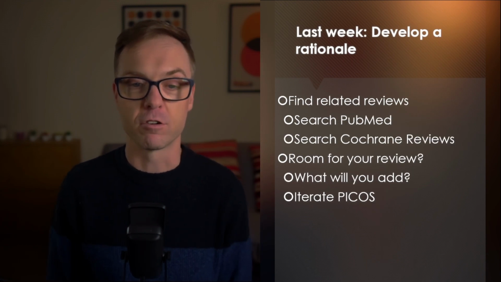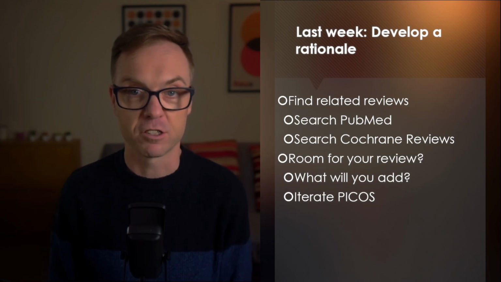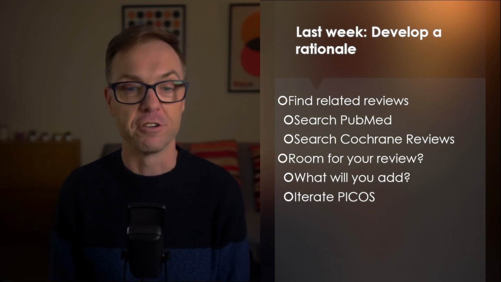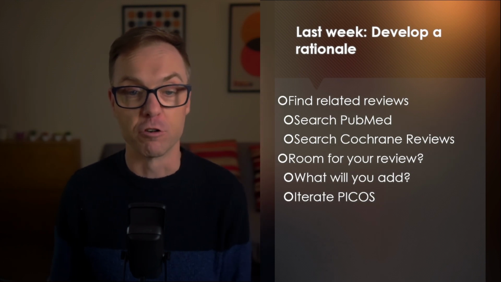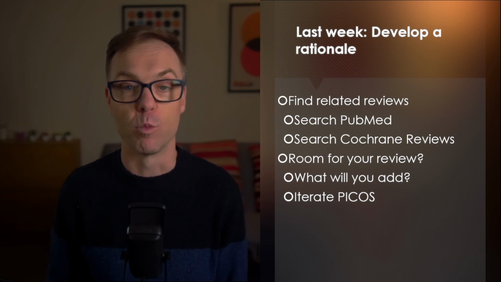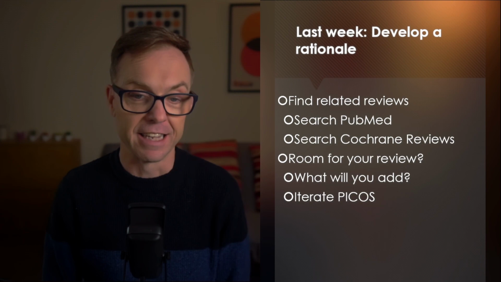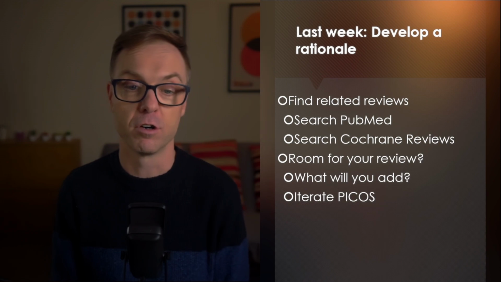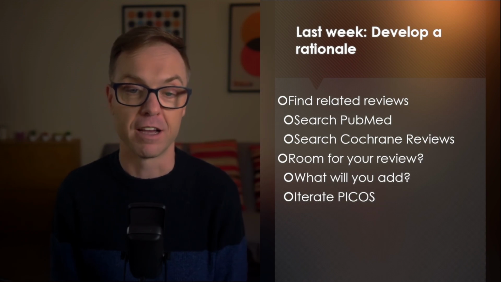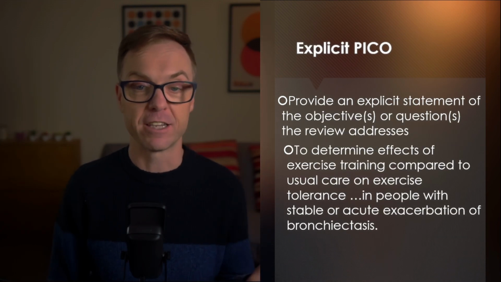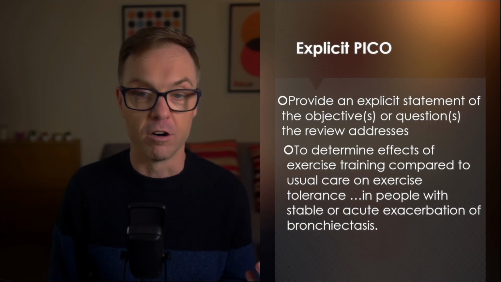So hopefully you all feel confident in searching PubMed after last week and able to search the Cochrane library or the Cochrane database for systematic reviews for relevant Cochrane reviews. And you feel clear now about where your review would sit amongst the reviews that you've found, and you'll be clear about what your review adds. Finally, if you haven't already, you should have iterated your PICOs so that you now feel like there is space for your review.